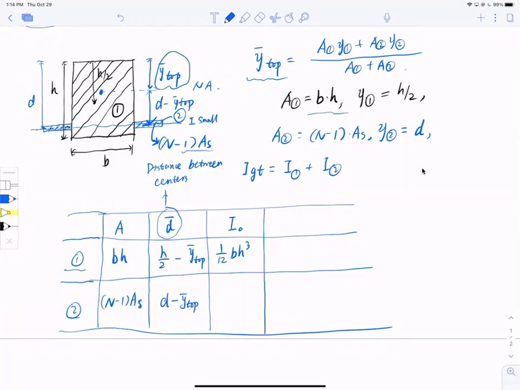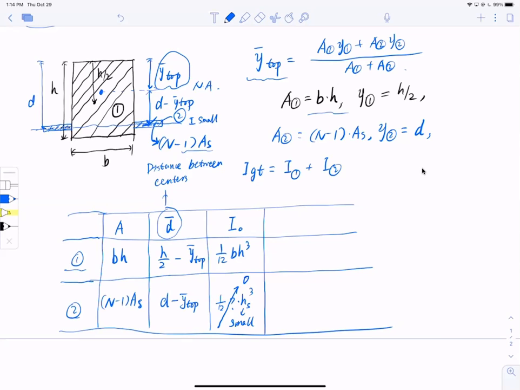Because it's 1 over 12, some number multiplied by h, let's call it s, cubed, and this is very small, I say this is approximately equal to 0. The height is too low, so it's approximately equal to 0. All right, so this is what I have.